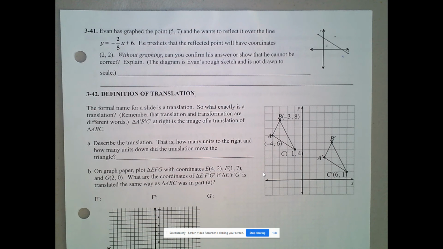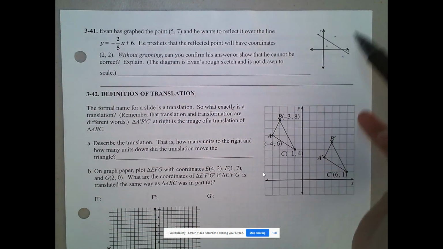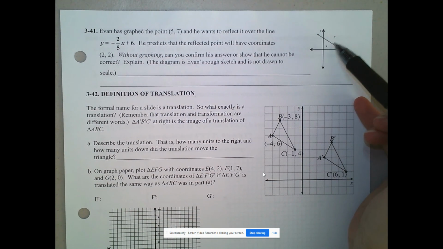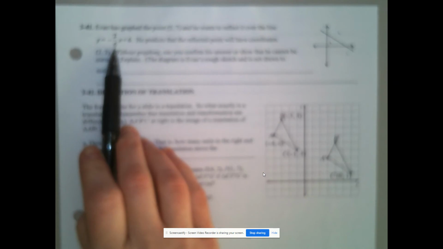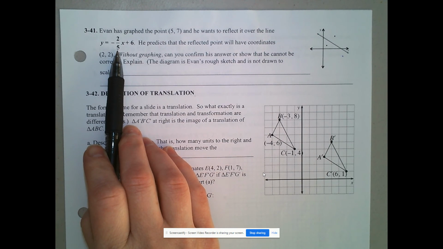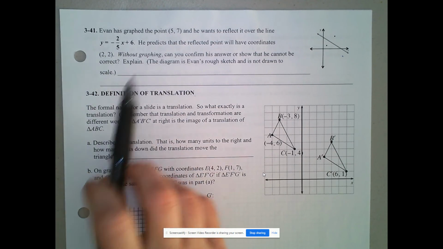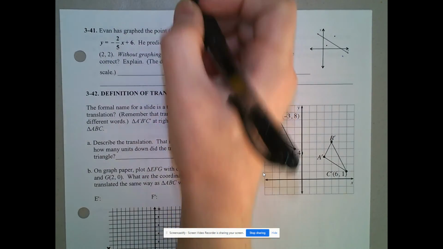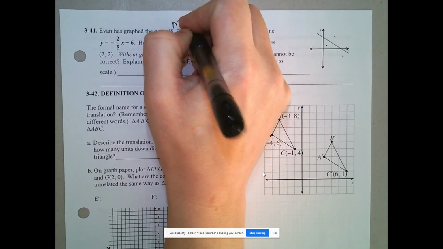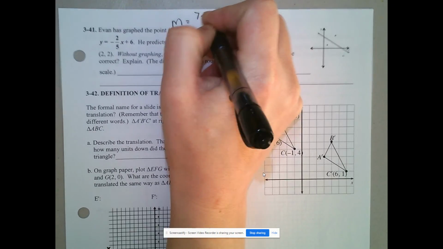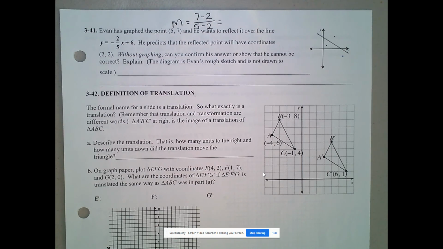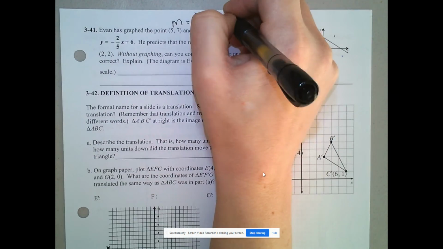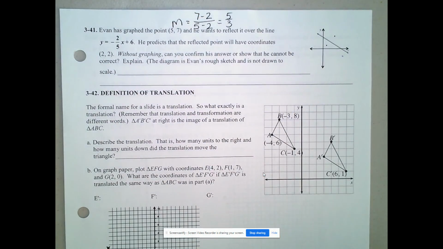So we want to find the slope of the line that would connect (5, 7) to (2, 2) and see if it is the opposite reciprocal of the line currently on the page, which has a slope of negative 2/5. So if we wanted to do that, we would need to find the slope, and we would do 7 take away 2 over 5 take away 2. That's the y2 minus y1 over x2 minus x1. And we would get that it has a slope of 5/3.